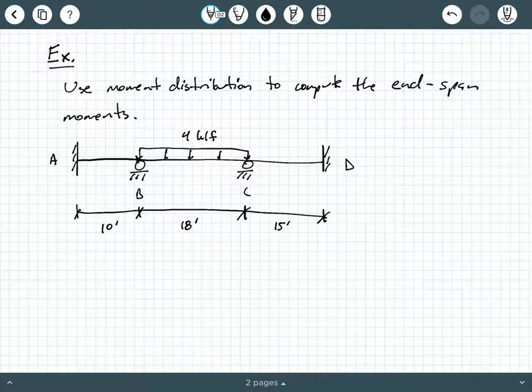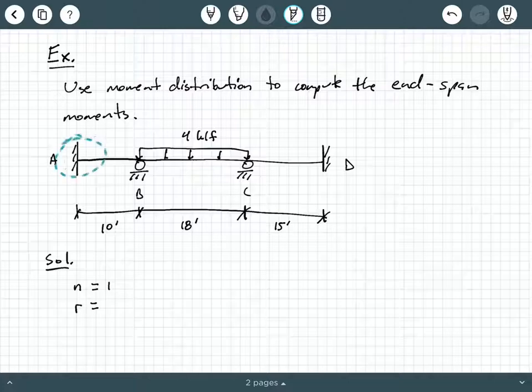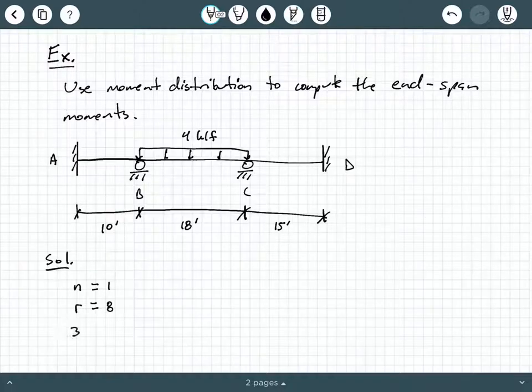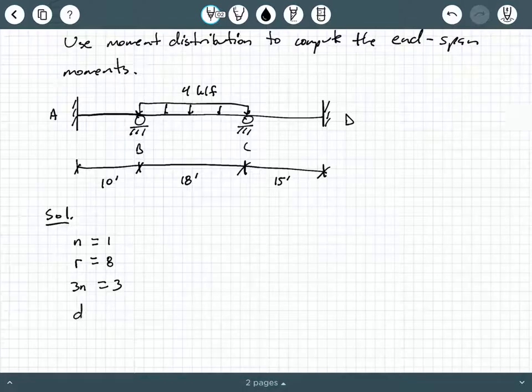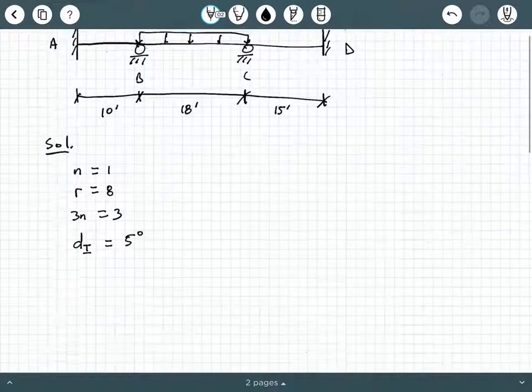feet for span CD. So the first thing I always like to recognize is what's the degree of static indeterminacy. So we have one long continuous member, n equals 1. Our reactions, we've got 1, 2, 3, 4, 5, 6, 7, 8 reactions. So 3n equals 3. And so this should be indeterminate. So we have a degree of indeterminacy of 5th degree, indeterminate to the 5th degree.